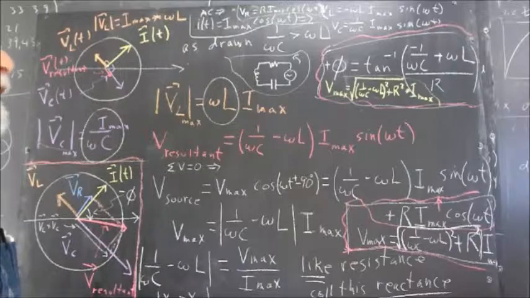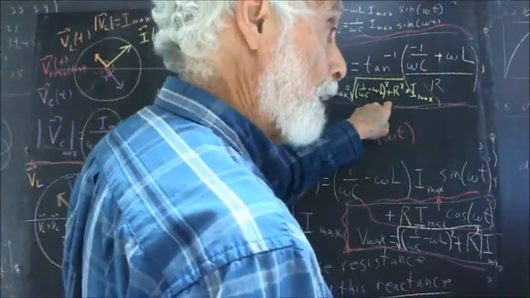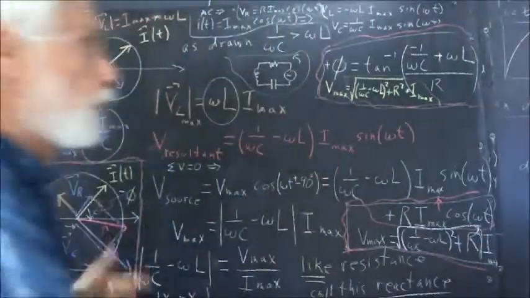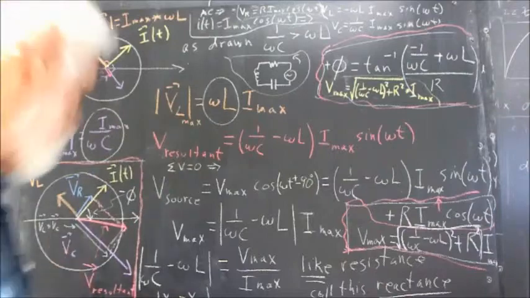Okay. Now, what does that mean? That means that V max over I max is this. So that means that this is the total impedance of the circuit.